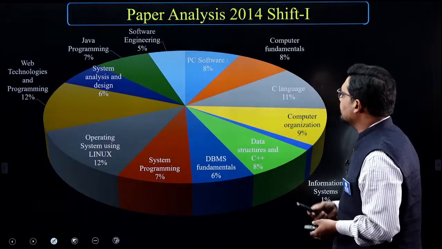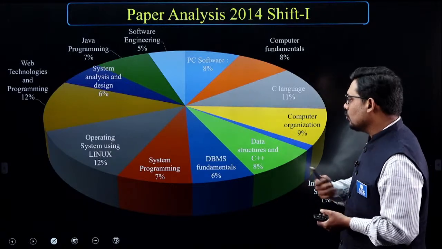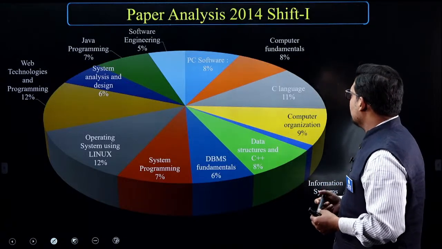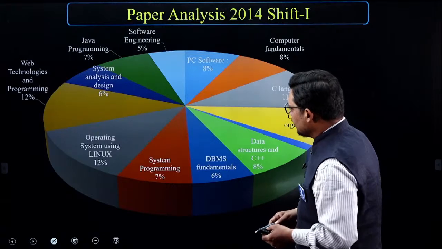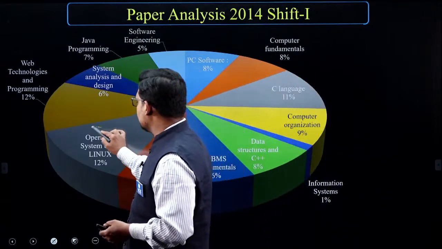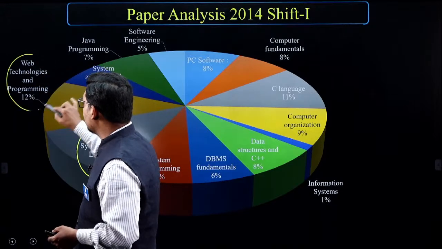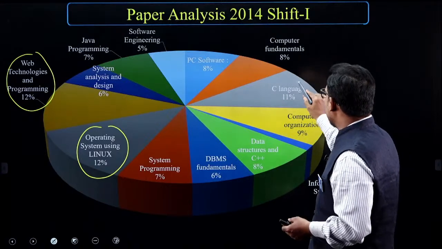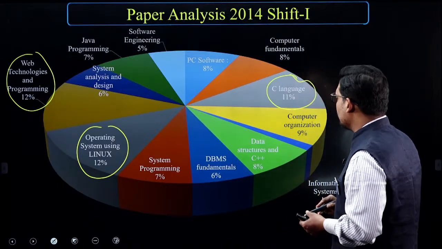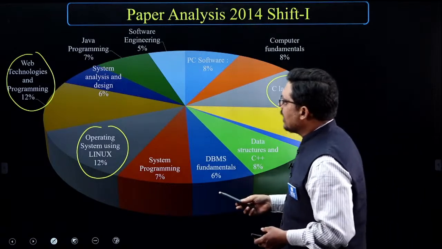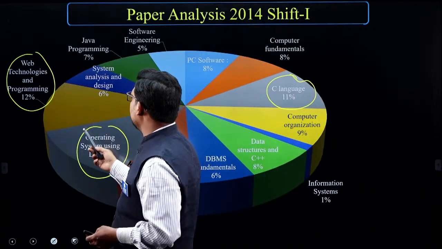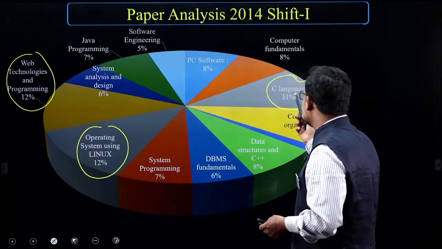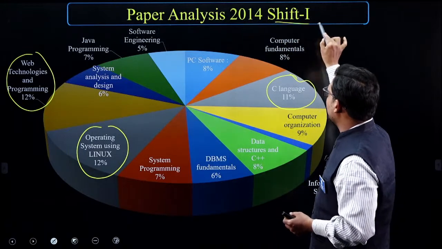Whether it will reflect or not is yet to be seen, but more or less it will remain the same. As you can see here, the largest weightage, more or less, is operating system with Linux, having 12% of the weightage in that paper. Web technology and programming is having 12% of the weightage. C language itself is having 11% of the weightage. So these are the high weightage subjects where questions are coming from in the shift 1 paper: operating system, web technology and programming, and C language.